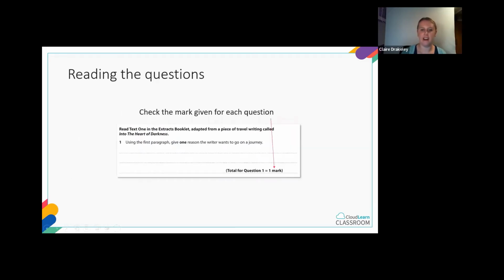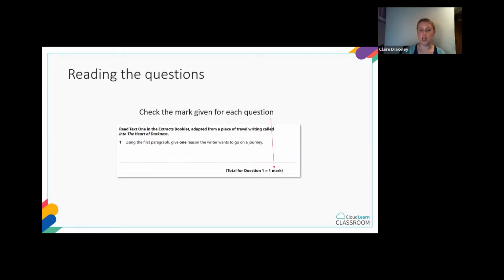So now we have reading the questions. Furthermore, you should always check the mark that is given for each question. You need to organise your own time in the exam. And to do this, you will allot time for each question based on the mark they are worth. A 1-mark question is not worth spending 10 minutes on. So have a look at how much each question is worth and move along quickly on the low mark questions.